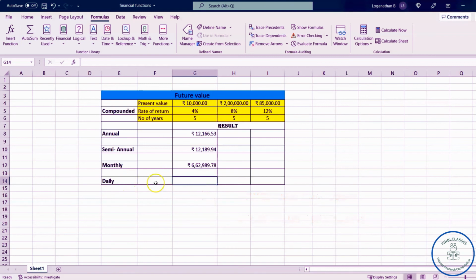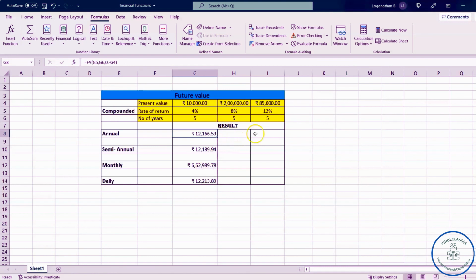Suppose what about daily? In this case we can calculate for 365 days, right? So daily, equal to FV, rate is 4% divided by 365, comma, then year 5 into 365, comma, there is no annuity over here, I put it as 0, comma, and the negative present value, since we are investing the amount, so I refer to the same value over here, and I close the parenthesis, give enter. So you find that it gives you the daily compounded value. So this is the basic calculation of your future value that you can determine.